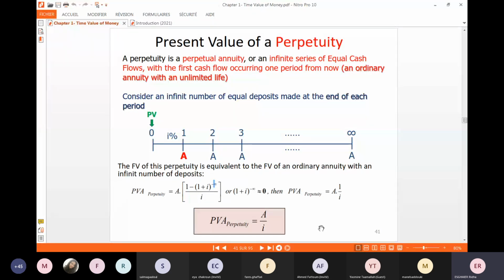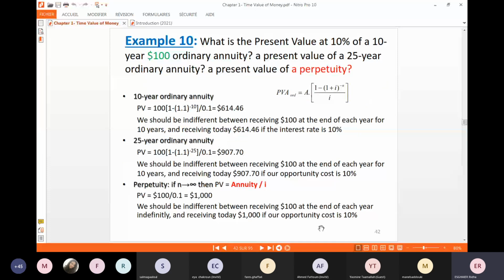Suppose that we are asked to compute the present value at 10% of a 10-year $100 ordinary annuity. It means we want to determine the value today of $100 that we will receive at the end of each year during 10 years if the discount rate is 10%. Simply, this is the present value of an ordinary annuity.